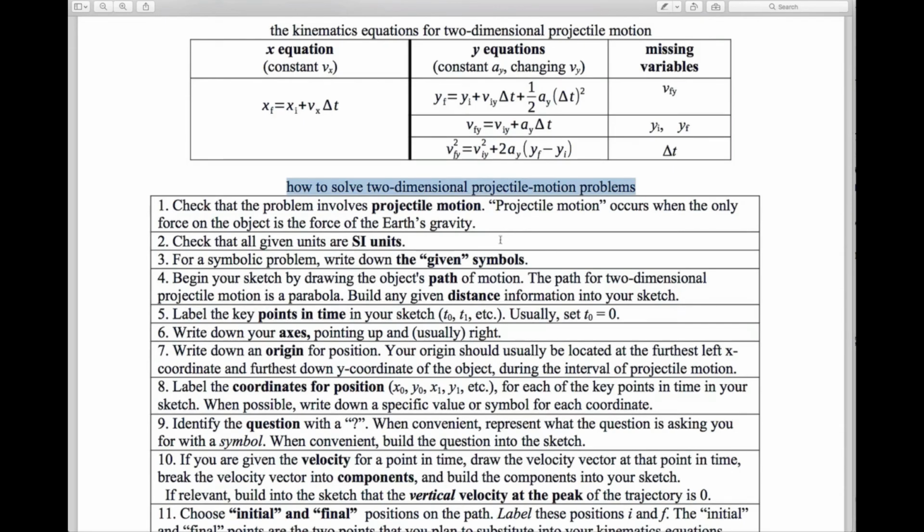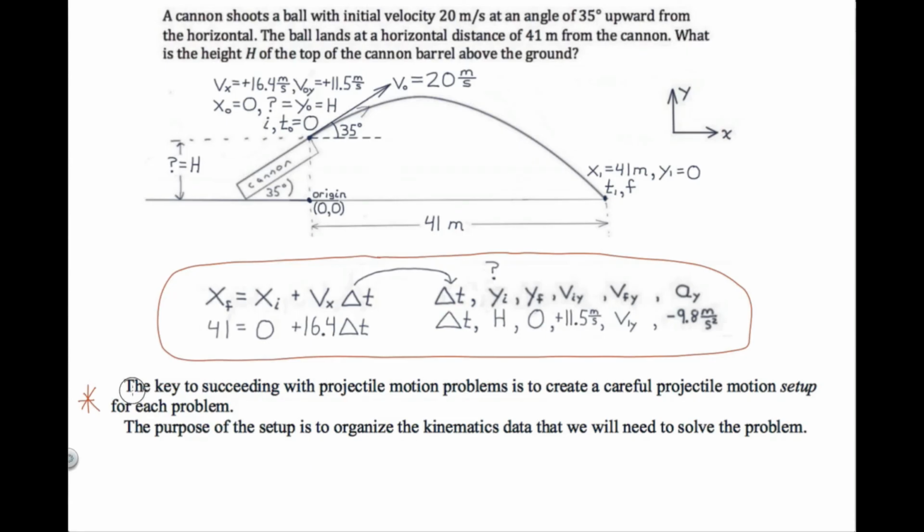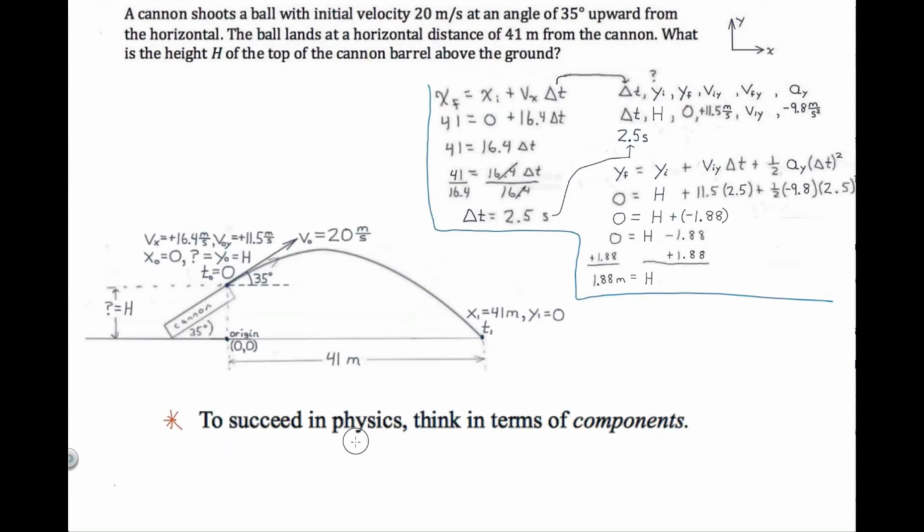In this video, we learned a step-by-step method for solving projectile motion problems. The key to this method is to write down the projectile motion setup, as we've shown here. To succeed with projectile motion problems, think in terms of components. The problem told us that the cannonball has an initial velocity with magnitude 20 meters per second. So let me ask you a question. Where did we plug the number 20 meters per second into our kinematics equations?